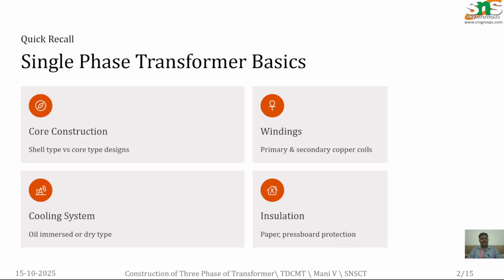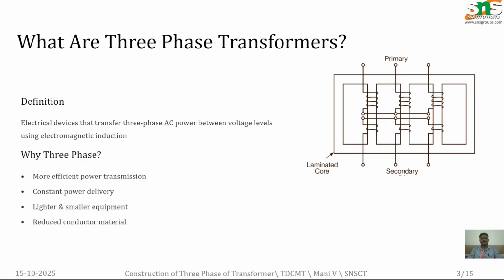And the cooling system may be oil, or dry type, or natural air cooling, or forced air cooling. And for the insulation, mainly we use paper or oil. So this is a recall about the previous class.